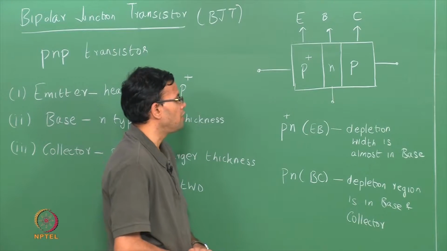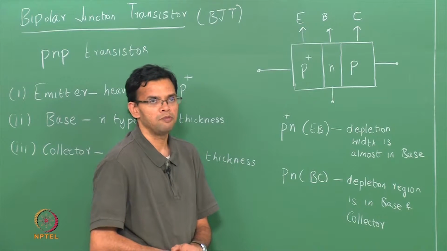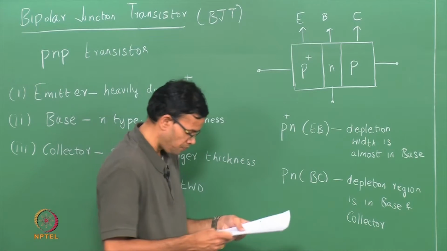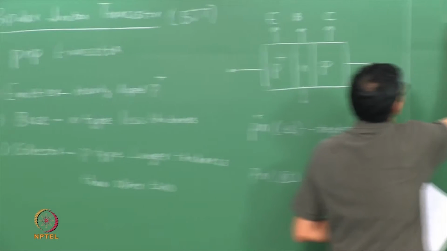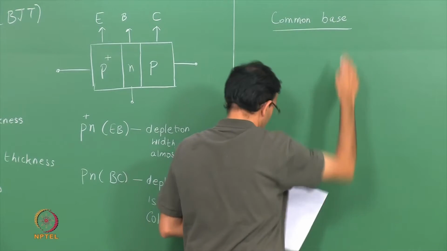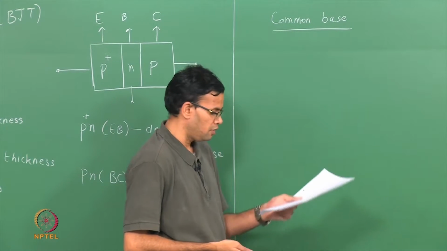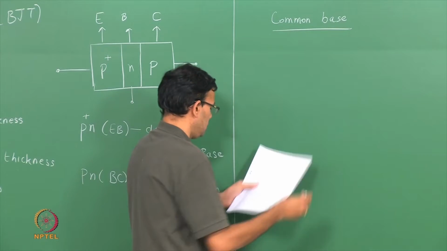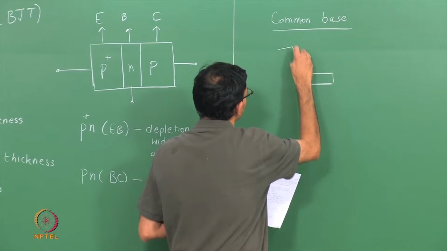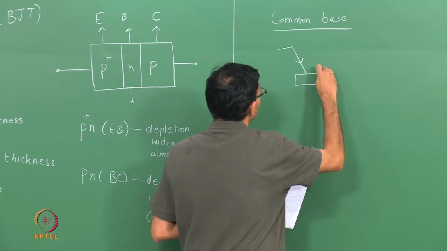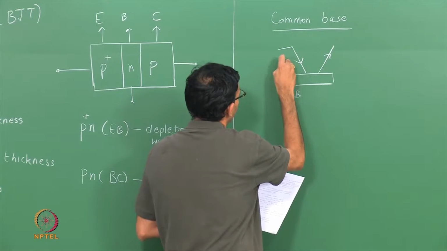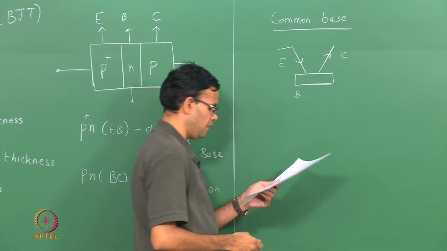There are various configurations in the case of a PNP transistor, how we connect these different terminals. The first configuration we are going to look at is called a common base. In this case, the base is common between both the emitter and the collector. Let me draw the configuration for the common base. So this is the base. You have an emitter and you have a collector.